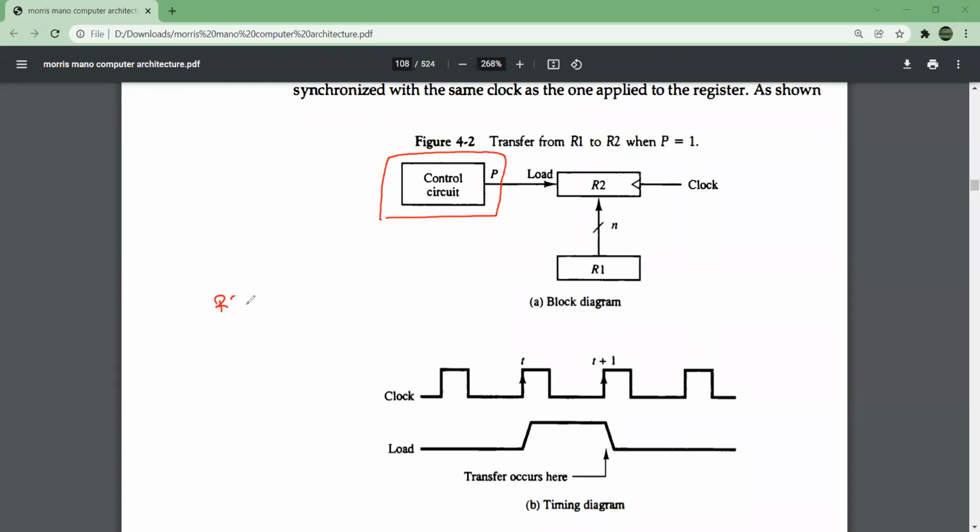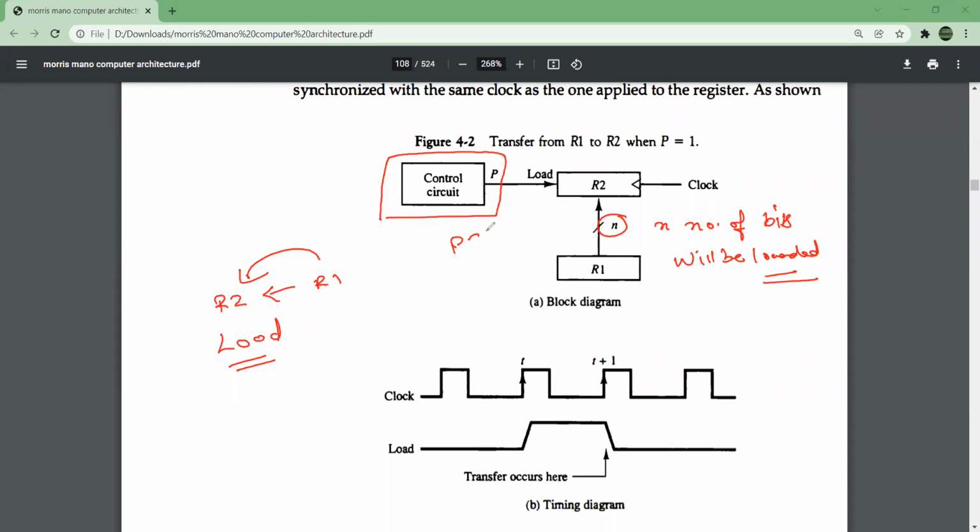So when I say R2, R1 content should be copied into R2. This is known as the load operation. Load the contents of R1 into R2. So what does N suggest here? Students, please note and remember these things. They are easy when I am speaking, but they are very difficult when you will read. N means N number of bits will be loaded. So this P means the value of P should be 1.